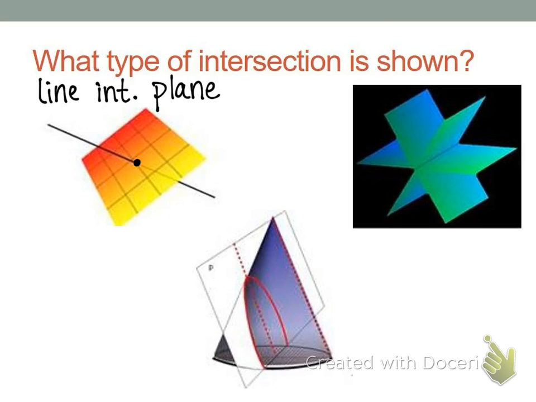Okay, on that second one, it's probably a little easier to see on the board versus the black and white version in your notes. What type of object do we see here? How many planes? 3 planes. So I would say that this one is the intersection of 3 planes.